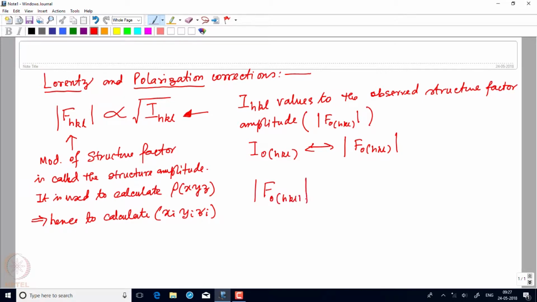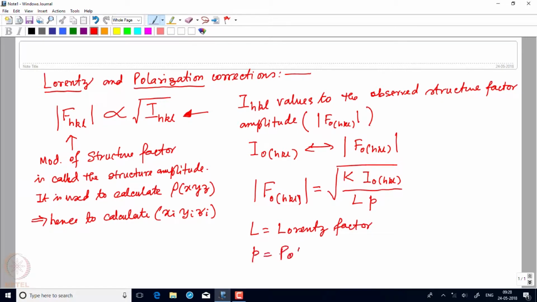HKL, that is the modulus of observed structure factor, is equal to the square root of a constant K multiplied by IOHKL divided by two terms, Lorentz and polarization factors. So this L is called the Lorentz factor and P is called the polarization factor.